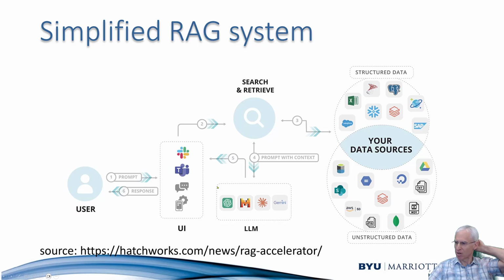It's something I got from that particular Hatchworks source below, but I think it's a wonderful simplification of how RAG works. In a nutshell, what is RAG doing? It's letting you specify what data sources, what context you want to use to answer your questions. So you're not relying on the large language model's original training data, which could be accurate or maybe not accurate, maybe not up to date.